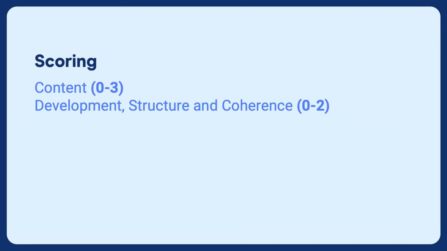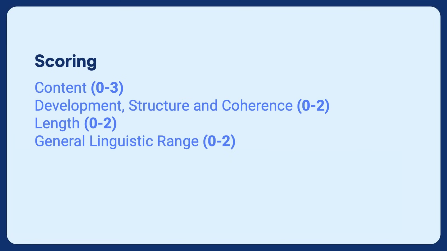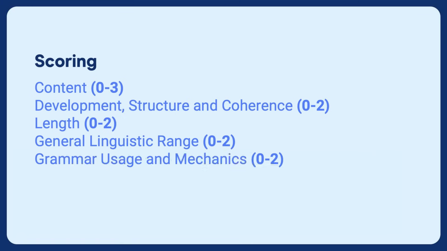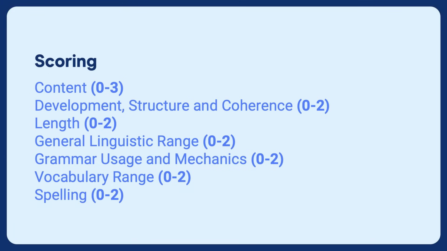essay. Let's quickly talk about how you're scored because this is important. You are scored in 7 different ways. You're scored on the content, that is, you're writing on topic. You're also scored on your development, structure, and coherence. You're scored on length, that is, you write between 200 and 300 words, not below, not over. You're scored on your general linguistic range. This is how well you can structure your sentences and use different phrases and collocations. You're also scored on your grammar usage and mechanics, how accurate and varied your grammar is. You're also scored on your vocabulary range, how well you can use word choice. And finally, you're scored on your spelling.